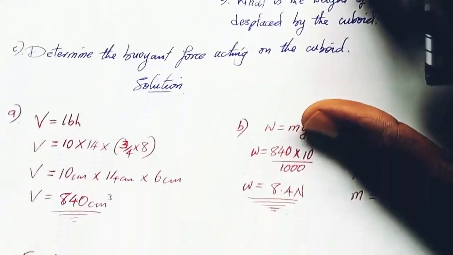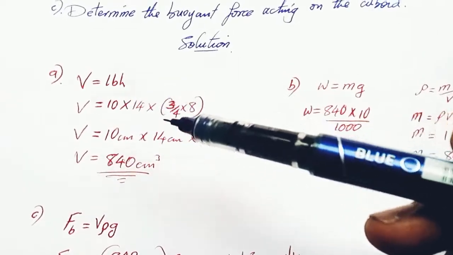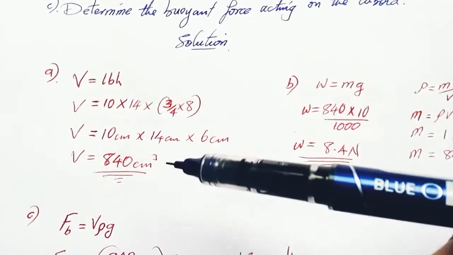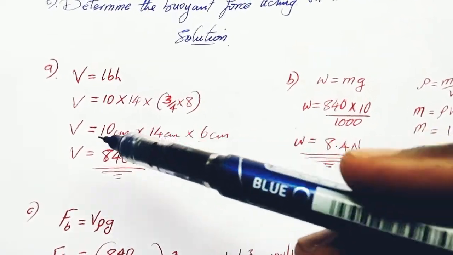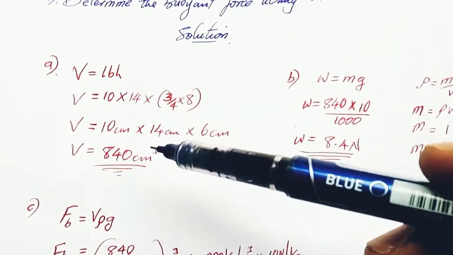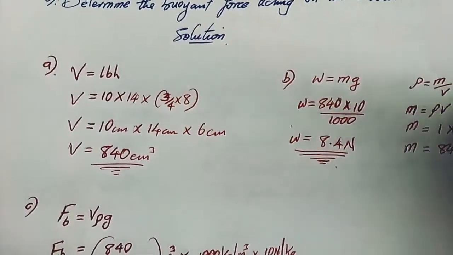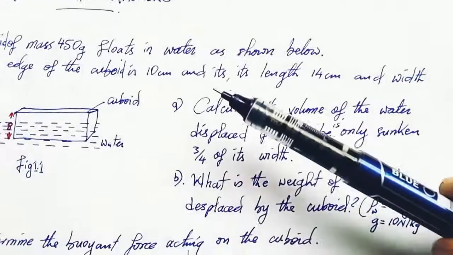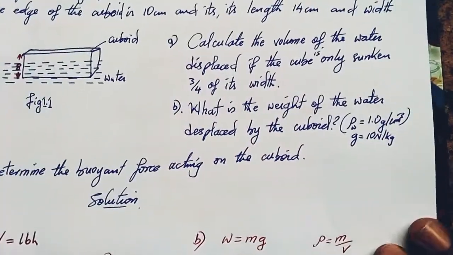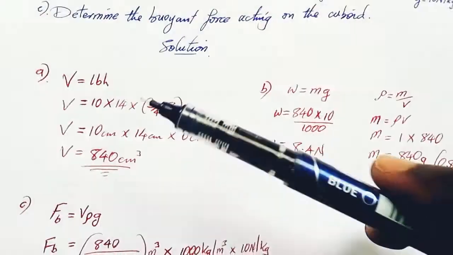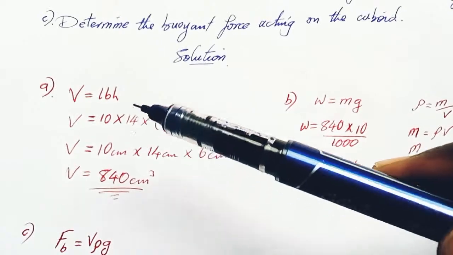So I'll maybe directly go to the solution here. For A, I have to find the volume of the box that has been sunken. So I have to find 3/4 of this 8, which gives me 6. Then the other dimensions are the same. So the volume of the cuboid sunken is 840 cubic centimeters. What's the question again? Calculate the volume. Yes. So the volume of the part of the box sunken is equal to the amount of water displaced.